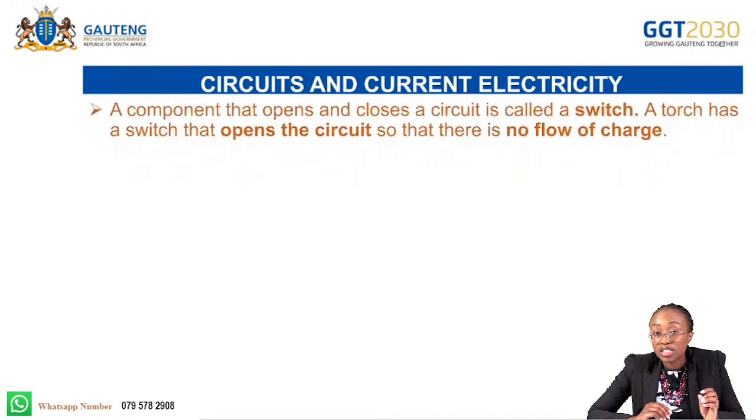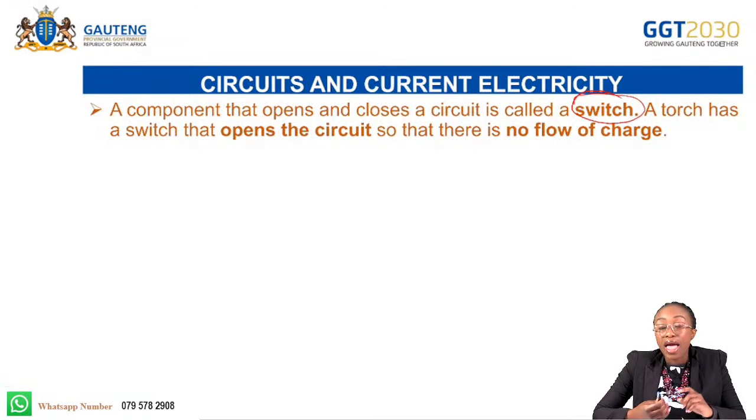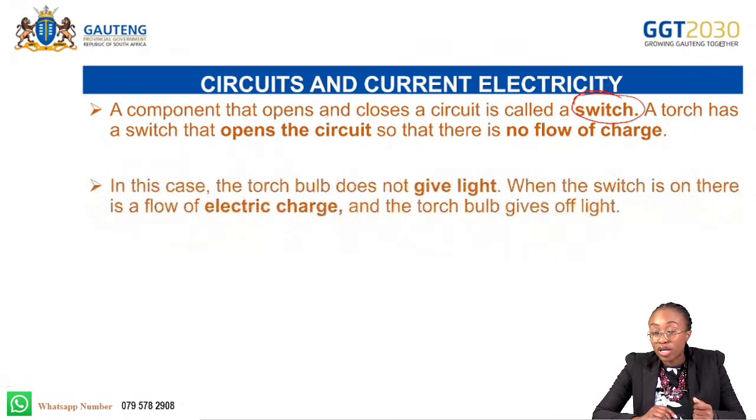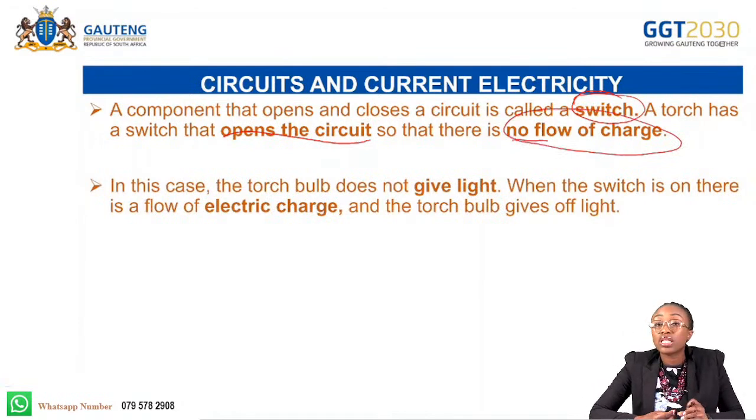Now, there's a special component that is used within a simple circuit, and that component is called a switch. What does a switch do? A switch opens and closes a circuit. Let's take, for example, a device such as a torch. A torch has a switch. You normally see the switch of the torch on the outside, but that switch plays a very important role in the pathway of the circuit. It opens and closes it. So a torch has a switch that opens the circuit so that there's no flow of charge. So then our torch is off.